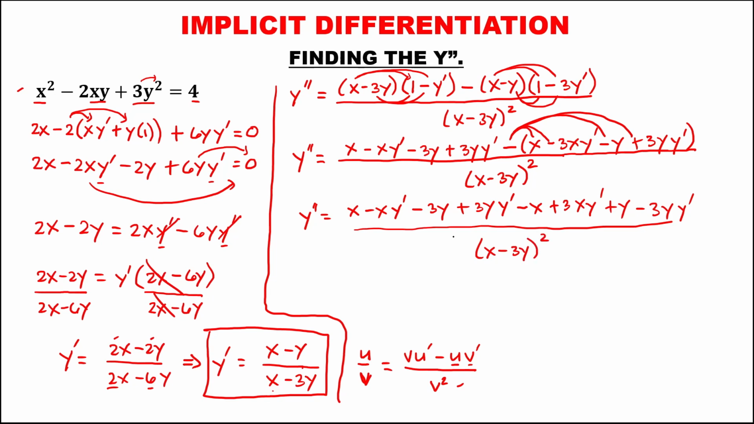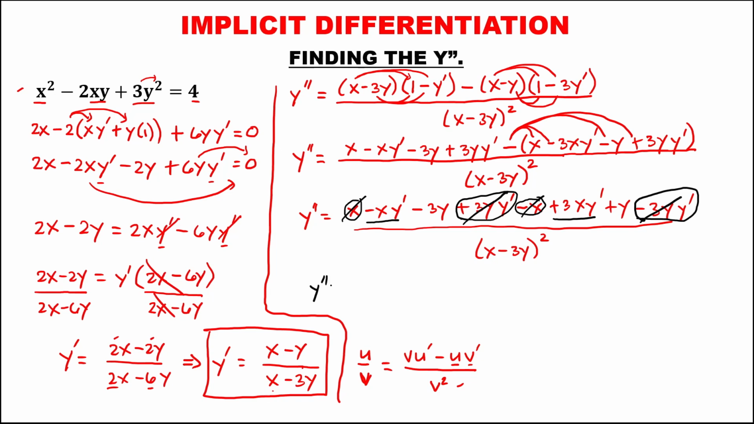Then this time we can combine like terms. So we have this positive x and negative x. This one is 0. Then also this positive 3y y prime and negative 3y y prime. So this one is also 0. Then this negative xy prime and positive 3xy prime.